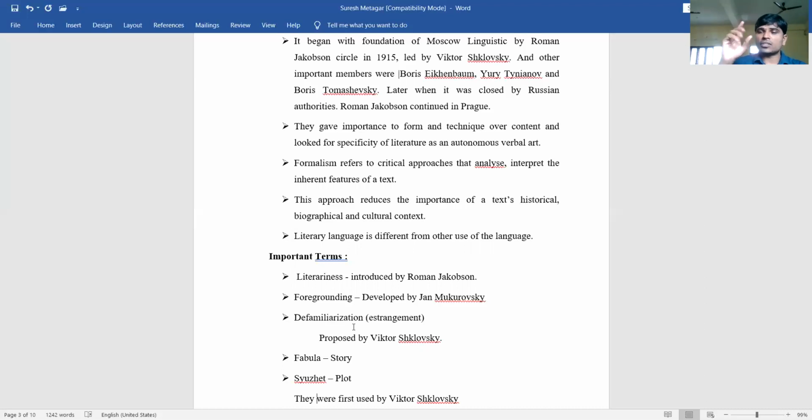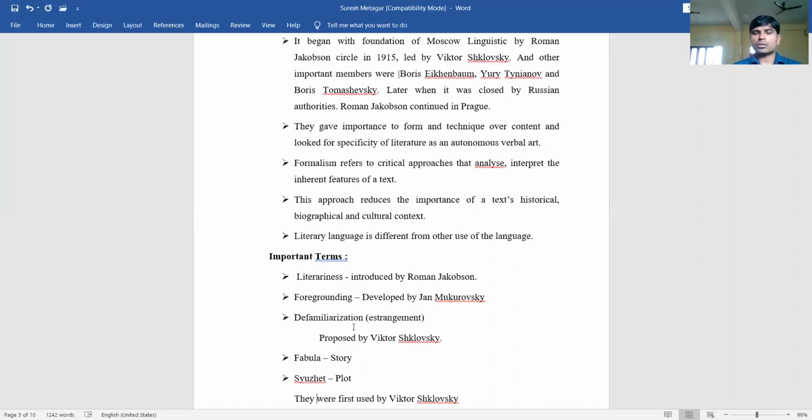Only proper technique, proper form and structure, and proper use of words give literary quality to that text, and that literary quality is literariness. Then we have one more term, foregrounding. It was developed by Jan Mukarovsky. Foregrounding is a technique of using language in such a way that the language itself gets attention from other people. Automatically it gets attention because of the way it is used. Foregrounding is a systematic or effective use of language in a text.